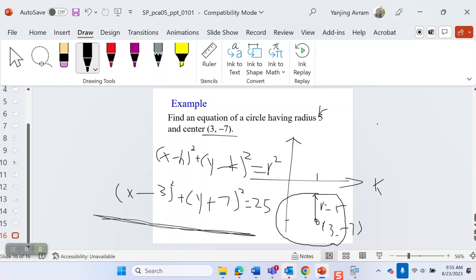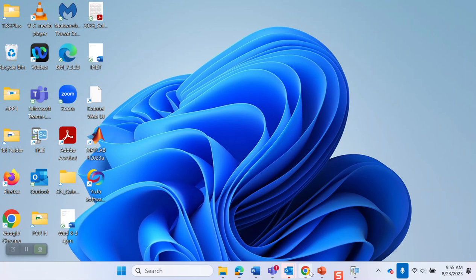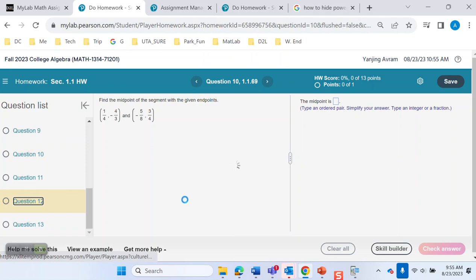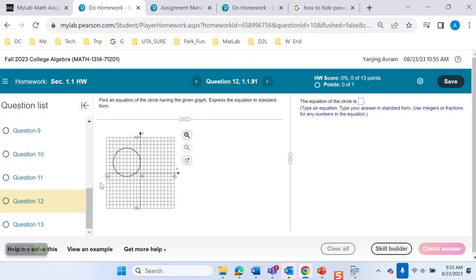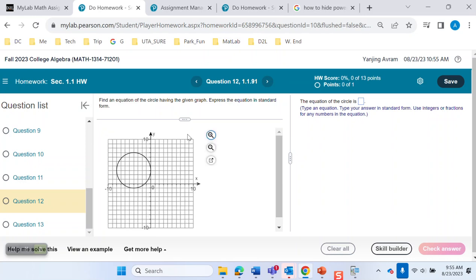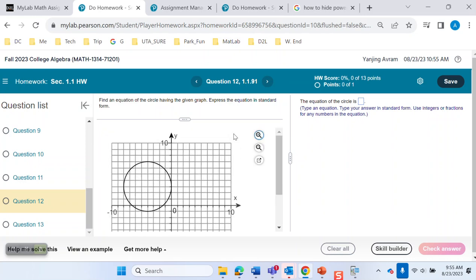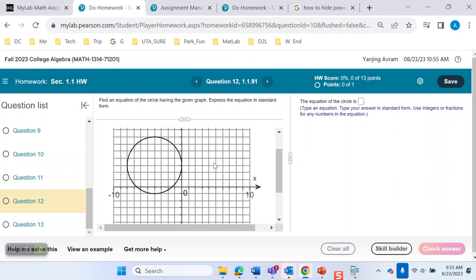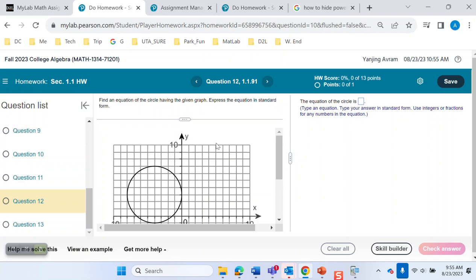Any other questions? Okay, if not, that is our fourth section that we just completed today. So now you can finish the section 1.1 homework. I can look at one of the questions in here. Look at this one right here. You want to find the equation of the circle that has this graph. How do you write down the equation for this circle? Well, you need to find the center and find the radius, right? After you find the center and the radius, you can just plug them into the formula.